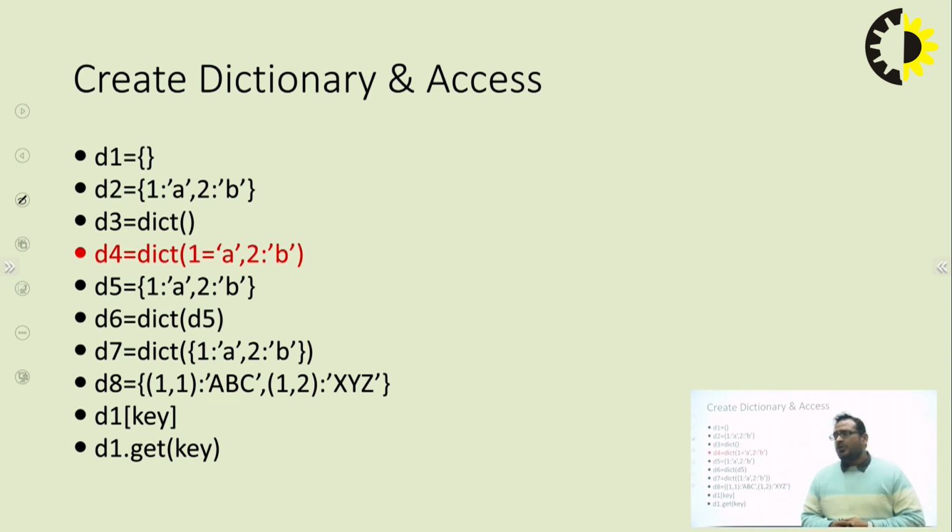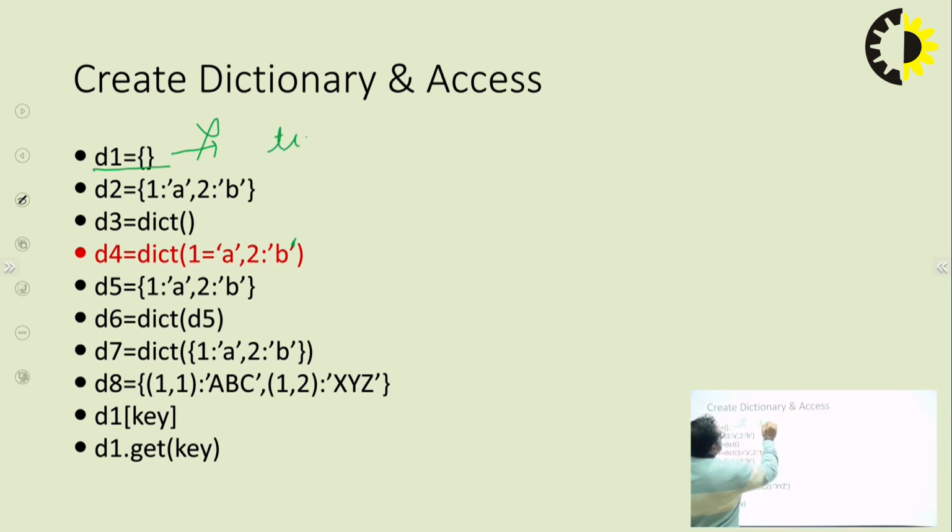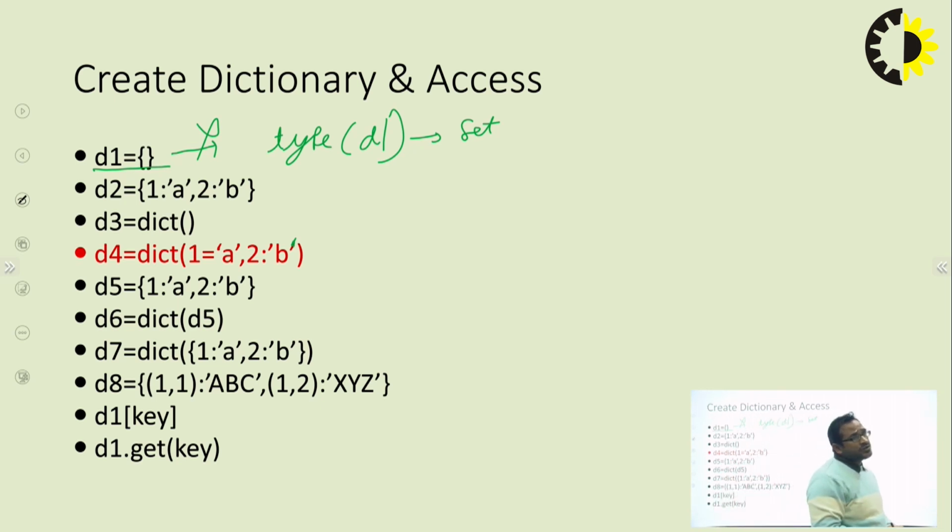We create a dictionary with curly braces, but when I create it with simply the curly braces, it is not creating a dictionary. It is a wrong method, right? If you check the type of D1, it is written as set, because a set is also created using curly braces. So if you simply write D1 is equal to curly braces, it is creating a set, not a dictionary.